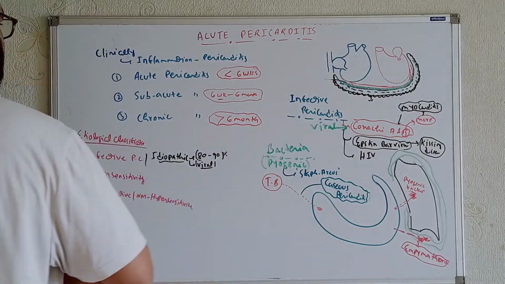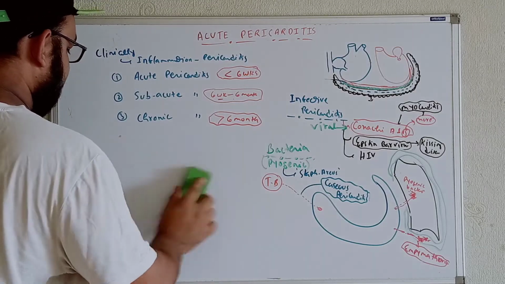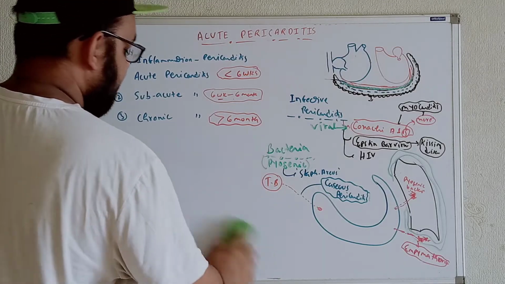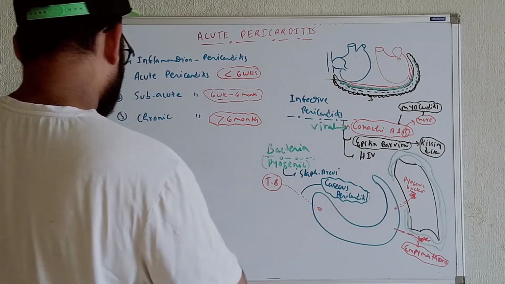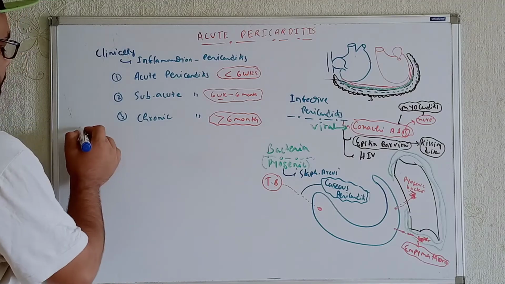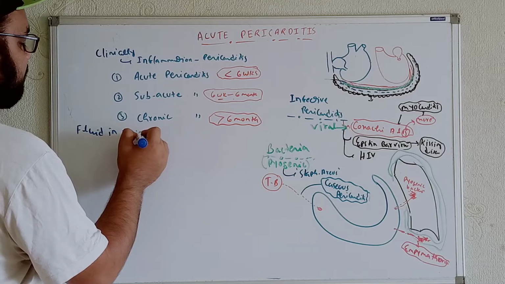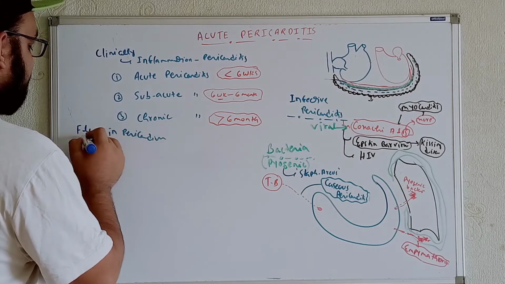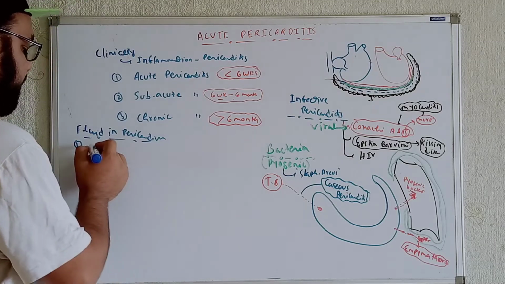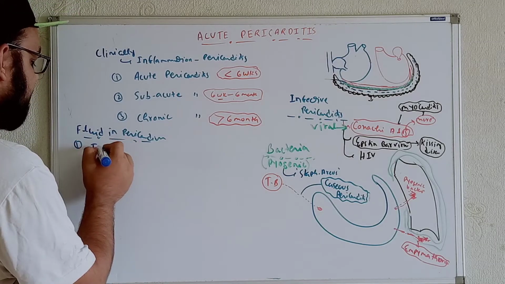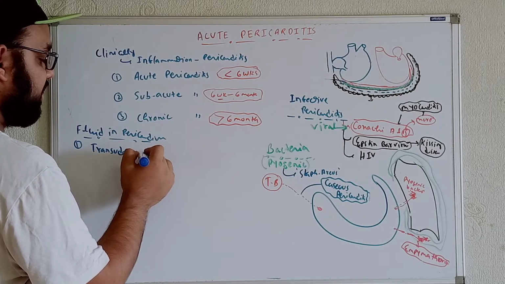I'm just erasing this part, guys. Now, as far as the fluid is concerned, what are the fluids you can get within the pericardial space? First, fluid in the pericardium. Try to understand, the first fluid you can get is the transudative fluid. I'll explain each in detail.